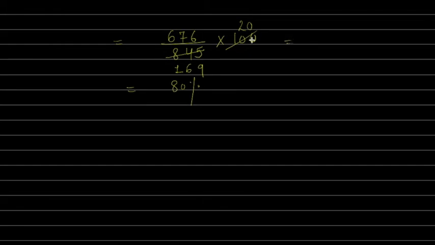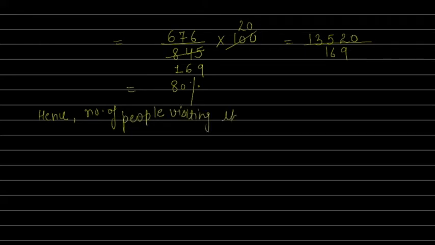If you solve it, 2 6s are 12, 2 7s are 14, 15, 2 6s are 12, 13 upon 169. So this on division will give you 80%. It means what was the decrease in percentage? We can write hence, number of people visiting the zoo on Monday decreased by 80%. So this is how we have calculated the percentage decrease.